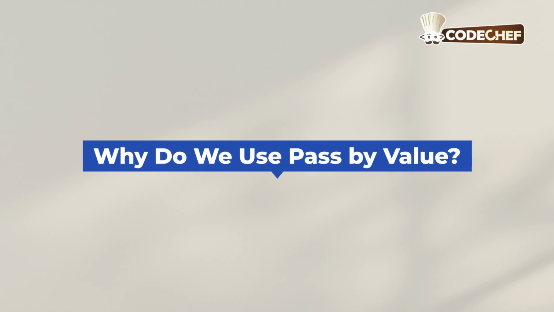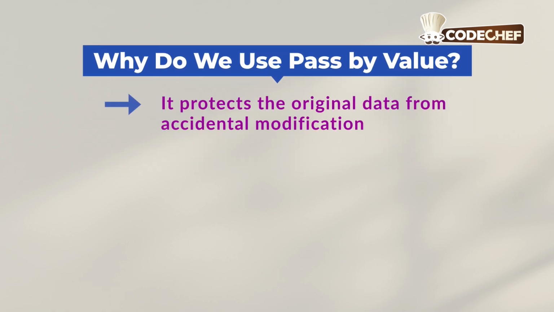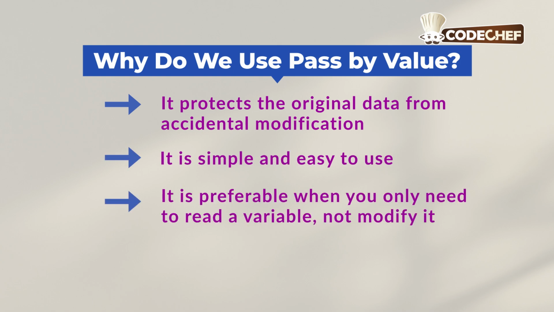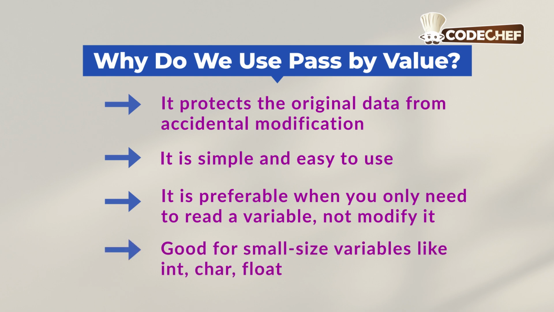Why do we use pass by value? It protects the original data from accidental modification. It is simple and easy to use. It is preferable when you only need to read a variable, not modify it. And it is good for small size variables like int, char, float.